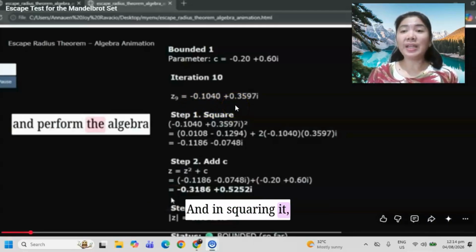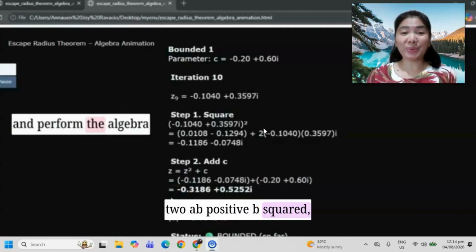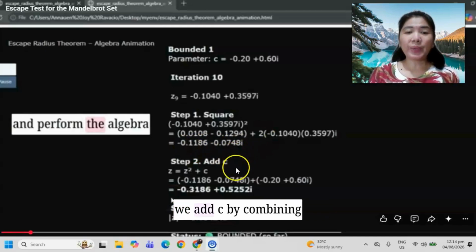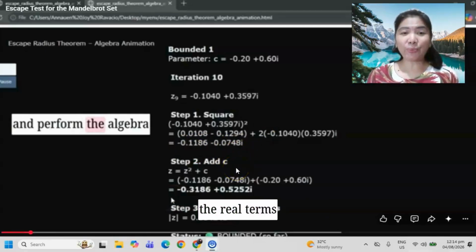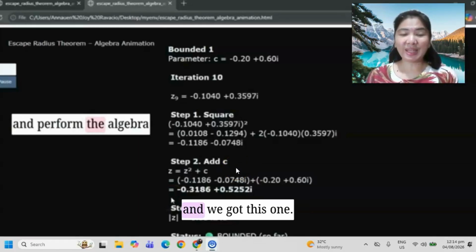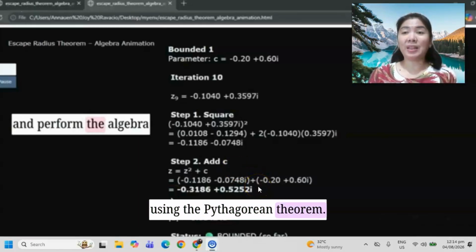And in squaring it, we use the binomial expansion: (a plus b) squared is equal to a squared plus 2ab plus b squared. And then after getting the value, we add c by combining the real terms and the imaginary terms, and we got this one. And finally, we compute for the modulus using the Pythagorean theorem.